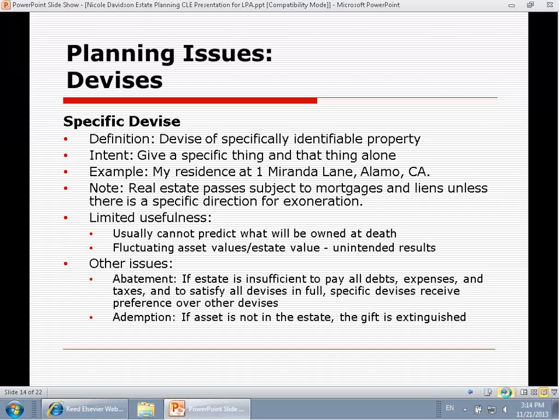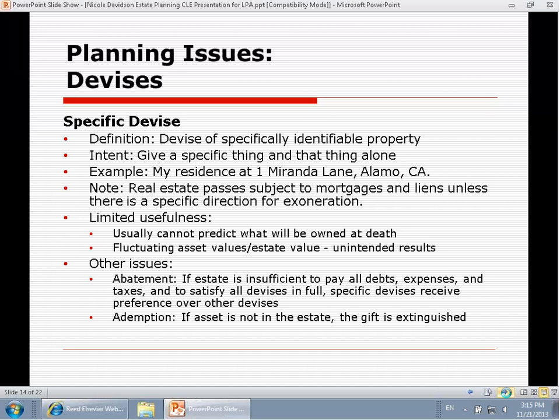Specific devises have limited usefulness. We don't know when we're going to die and what we're going to own at that time. If a devise is specific and the property is no longer around at the time of death, then the gift is not going to be made, and we call that ademption, noted there at the bottom of the slide.